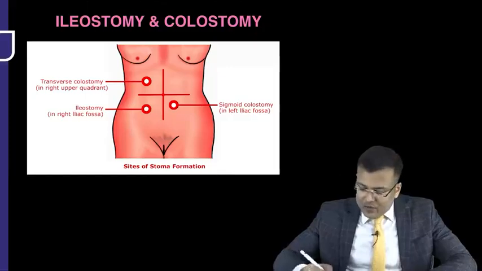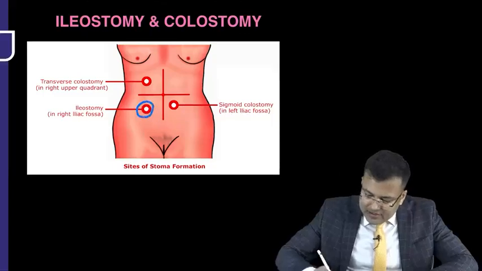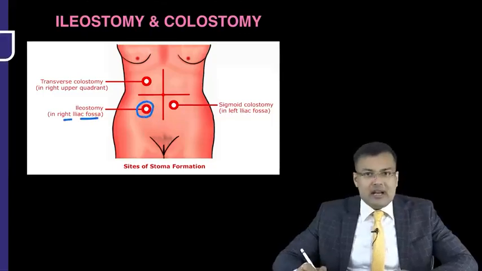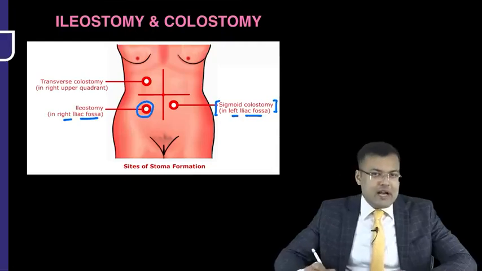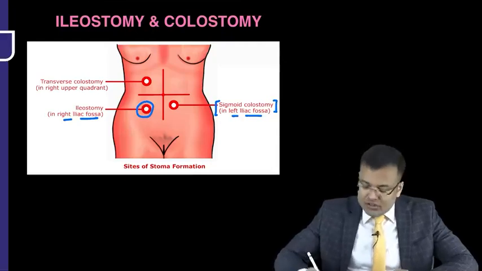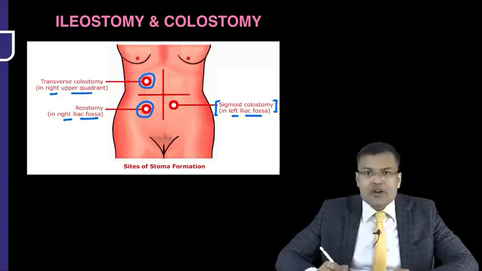So here you can see what is the ideal site of ileostomy. In this image you can see it is in the right iliac fossa. So ileostomy, ideal location, it is right iliac fossa. And if you see sigmoid colostomy, the ideal location is left iliac fossa. What about transverse colostomy? Transverse colostomy is done in the right upper quadrant.